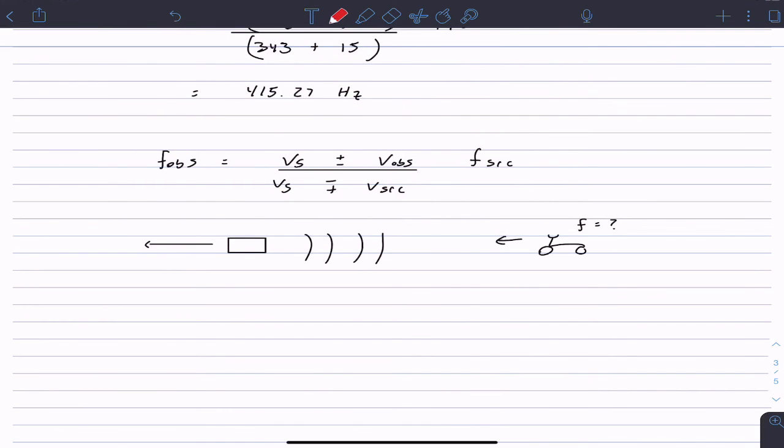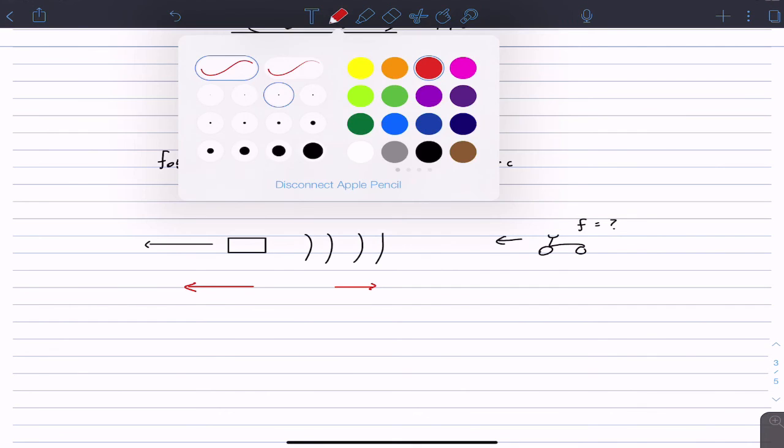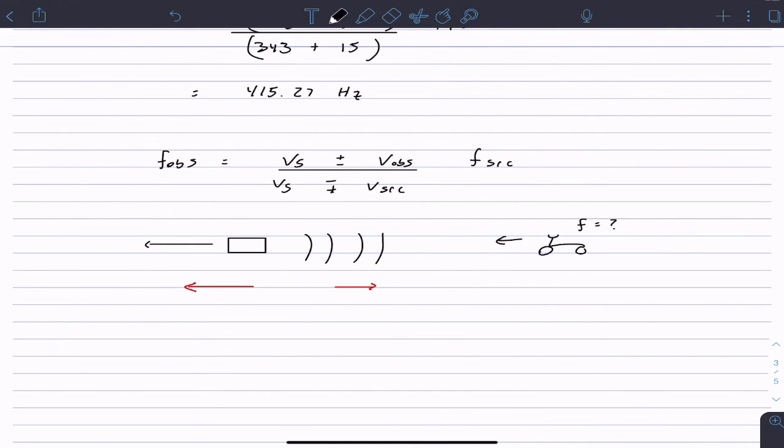Well, the sound is traveling this way, right? The source is traveling this way because our observer is over here. So that means that we use the plus, because they're traveling away from the sound, we use the plus sign on the bottom. And since this guy is coming towards the sound and the sound is coming here, we would use the plus sign on top. So then you would get plus like this over plus like this times 440.